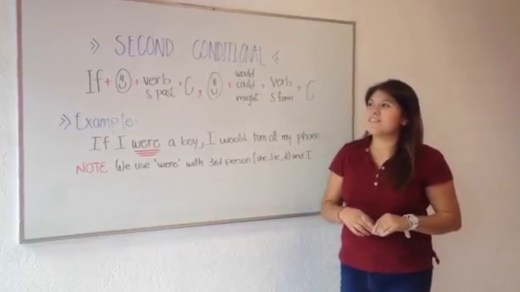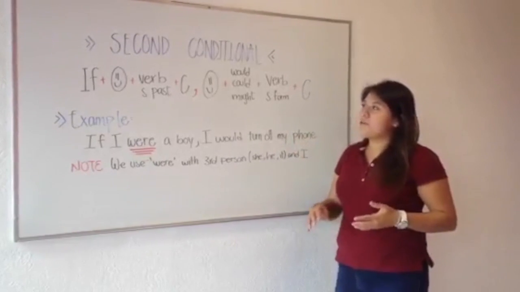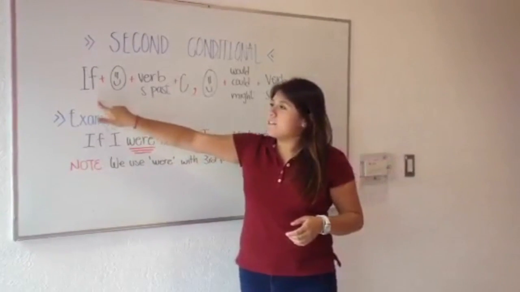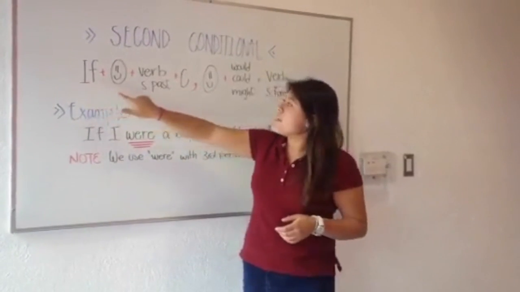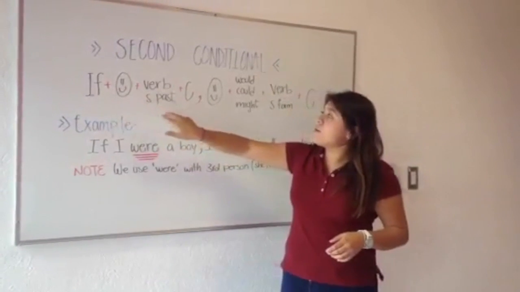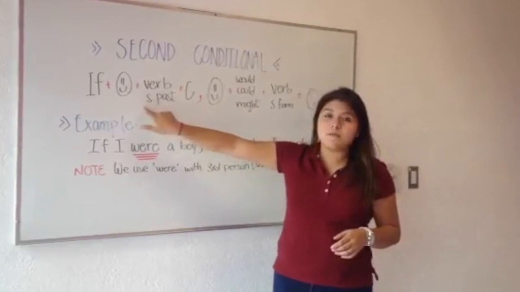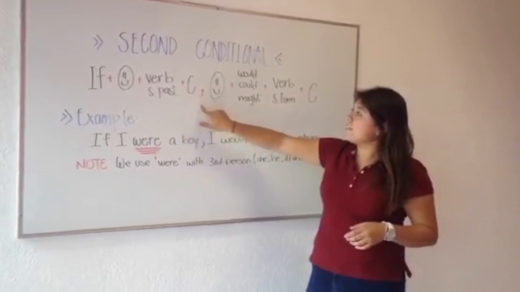Hi, we are going to talk about the second conditional. First of all, I want to show you the form. First, it's with if, because it's a conditional. Second, we use the subject. Then we use the verb in simple past and the complement. And then it's the comma.